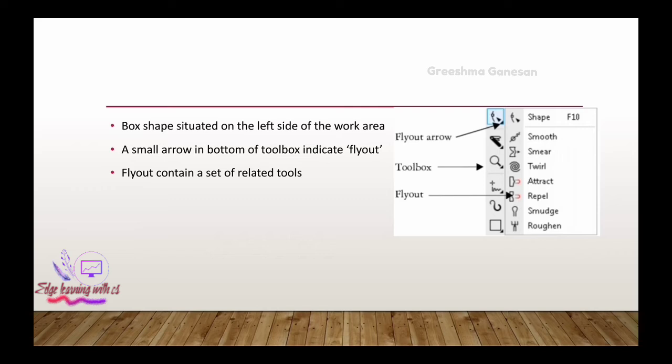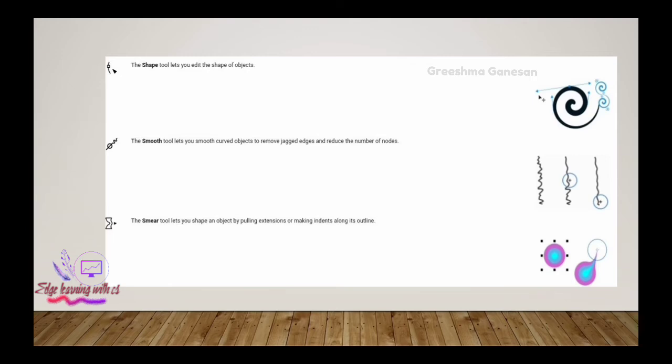So whenever we click on this first option, the shape tool, inside it you can see some more options: shape, F10, smooth, smear, twirl, attract, ripple, smudge, roughen, etc. These are all the flyout options available here. So let's talk about these flyouts, how they are used and what their applications are. The first option is shape. The shape tool lets you edit the shape of an object.